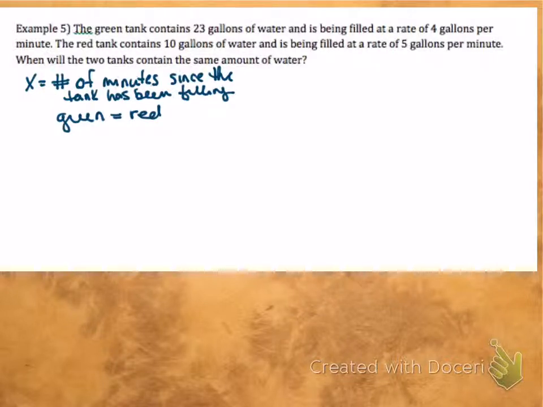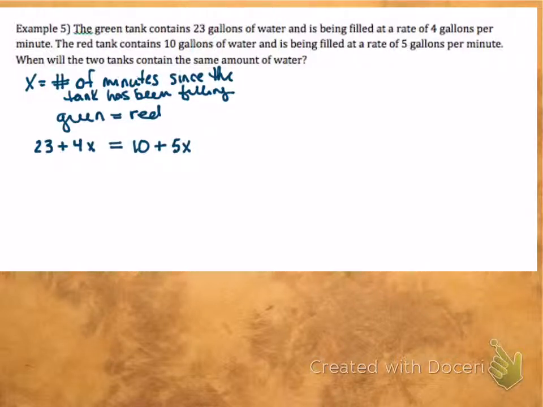So the green tank contains 23 gallons of water. It already has 23 gallons of water in it. And then we're adding to that 4 gallons for every minute. And we want it to equal the red tank. And so the red tank is 10 gallons of water already. And we're going to add to that 5 gallons every minute.